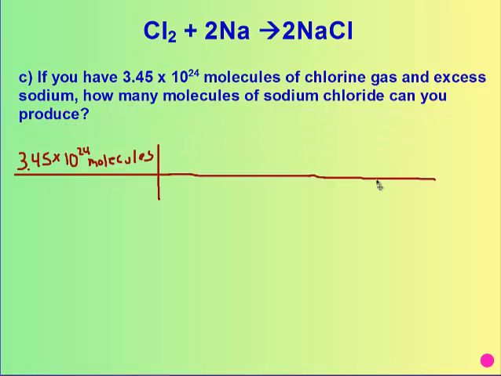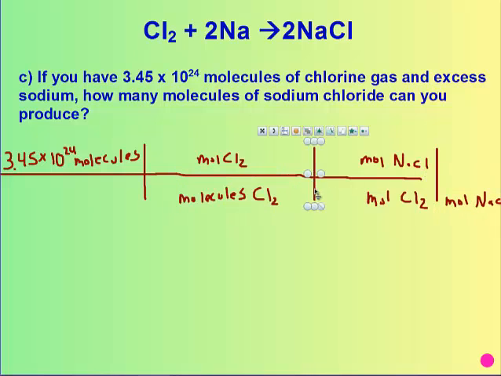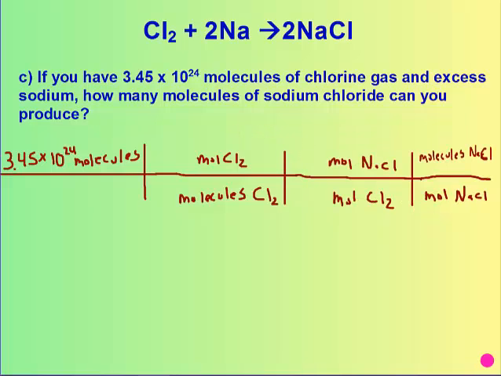So just as before, we start with 3.45 times 10 to the 24th molecules, and that's molecules of chlorine. So I'm going to have molecules chlorine on bottom. And that means I'm going to have to convert it to moles chlorine. Moles chlorine on bottom, converting that to moles NaCl. And then moles NaCl to molecules of NaCl.